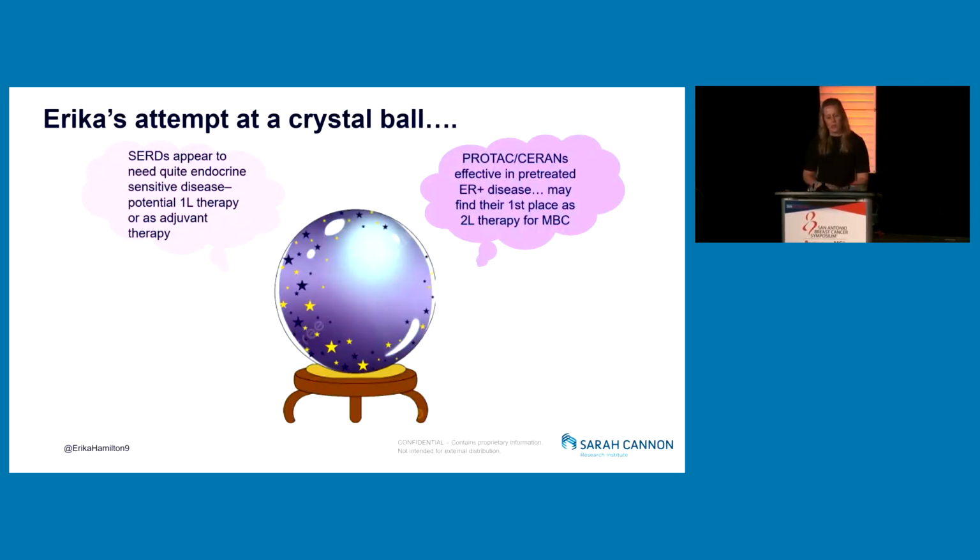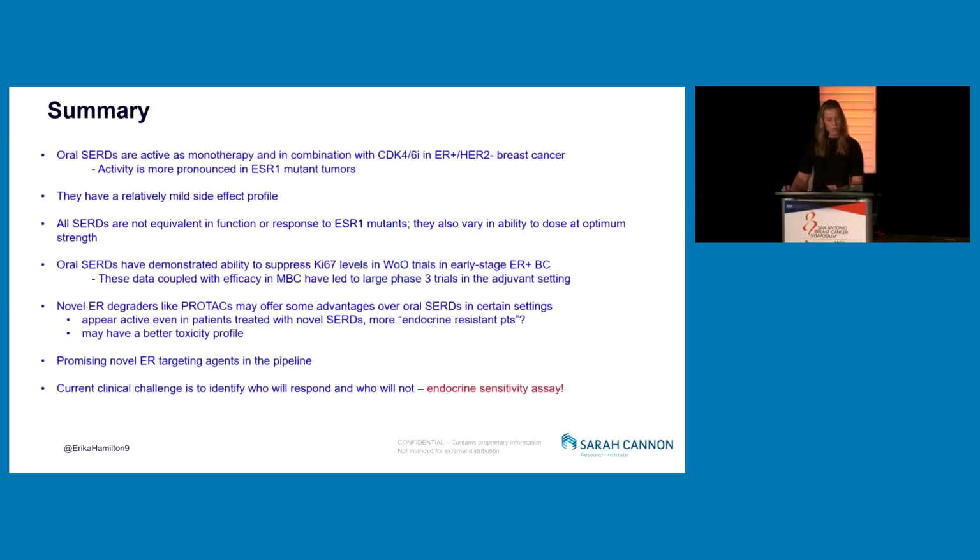I think SERDs really do appear to need endocrine-sensitive disease, and unfortunately, we are not quite smart enough of predicting this. I think that this first potential is for this to be earlier, either adjuvant setting or first line. I think Protacs and Serans are certainly maybe a little bit more effective in pretreated disease. I think they certainly could go beyond this, but I anticipate that they'll find their first place and first approval in perhaps second line, where endocrine resistance is more important for the SERDs.